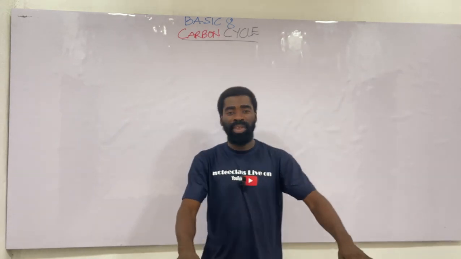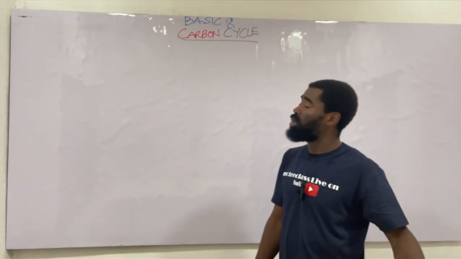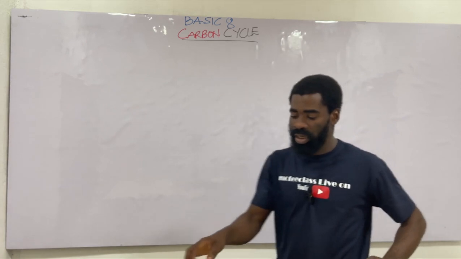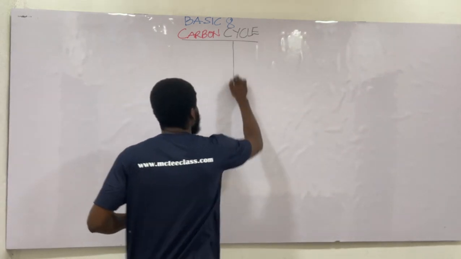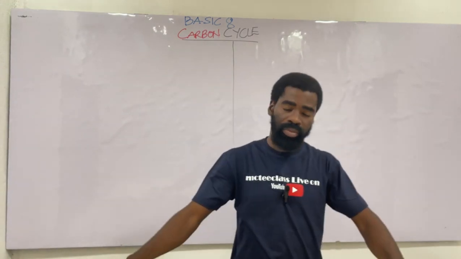This class is for Basic 8, those in JHS 2 now. And we are going to look at what? At the carbon cycle. All Basic 8 students, call your friends to get ready because we are going to have a very interesting class today.